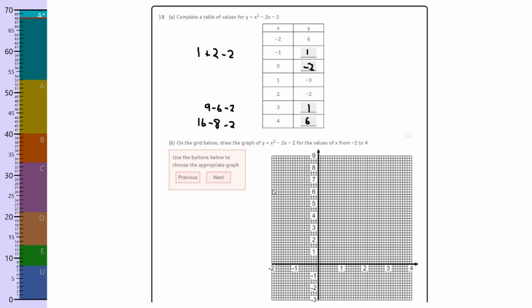Now, you're going to have to forgive me because I'm not brilliant at reading these ones. So if I don't get it quite perfect, please forgive me, but it's somewhere there. 0 minus 2 is somewhere down here. 1 minus 3 would be down here. Then we go 2 minus 2, it's about there. 3 is 1, it's about there. And then 4 is 6, which I think is roughly there.